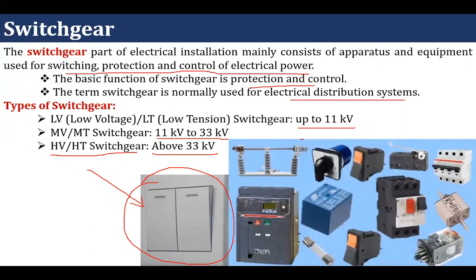Here we have another examples, like we have fuse, which is used for protection. We have MCB, again used for protection. There are different varieties of MCB. We have isolator, we have relay, etc. So all these are the part of switchgear.